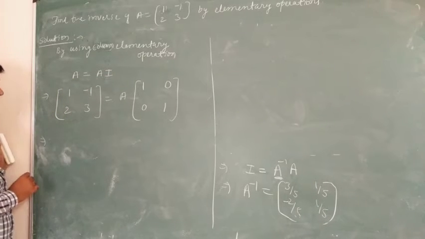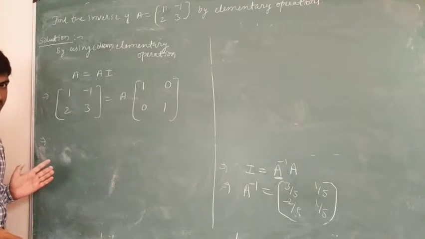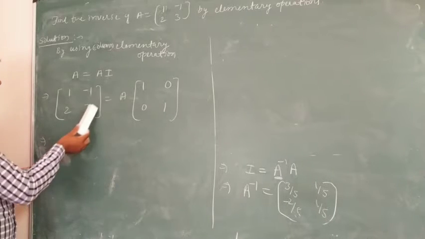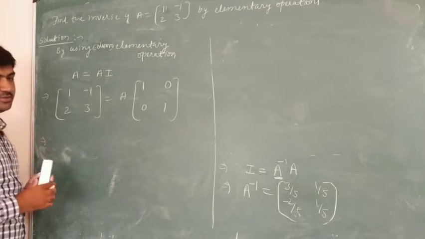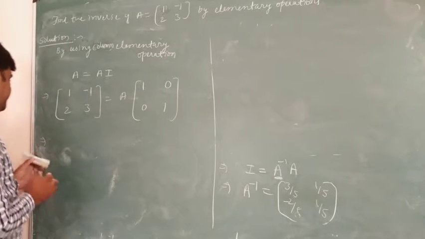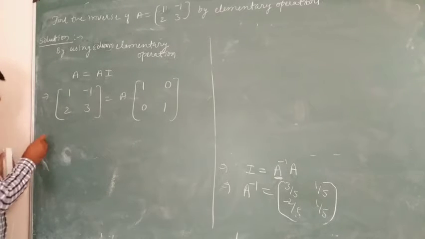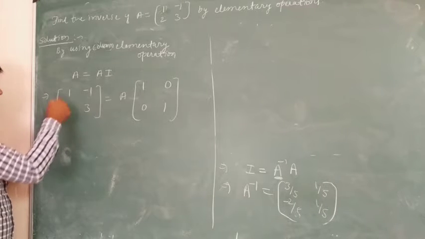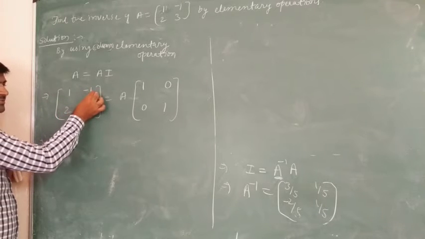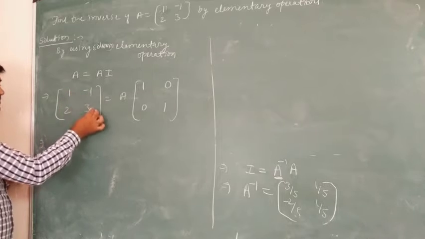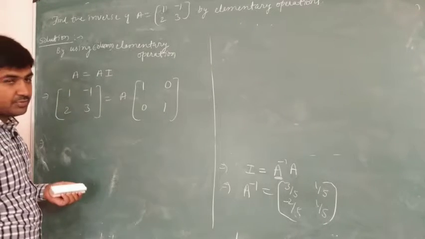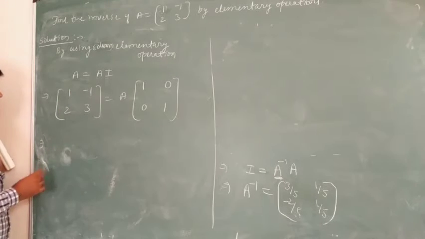So let us start students. What is our objective now? Our objective is to make this an identity matrix of order 2. How can we make this an identity matrix? These two elements must be equal to 0 and these two elements must be equal to 1. So let us start students.